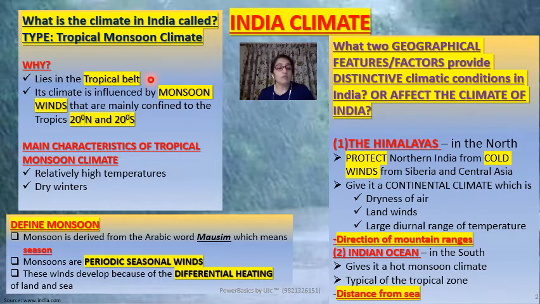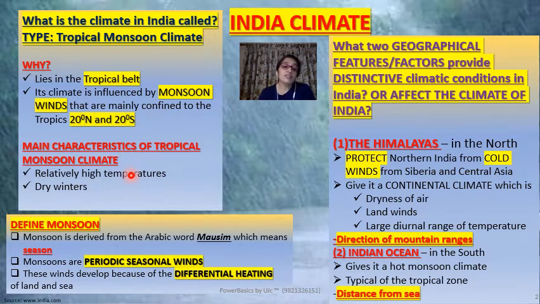Its climate is influenced by monsoon winds that are mainly confined to the tropics, 20 degrees north and 20 degrees south of the equator, where the monsoon winds lie. And we are in the tropics. We are in the 20 degrees north range above the equator. So we are lying in a zone where there are monsoon winds, and so we experience the tropical monsoon climate.